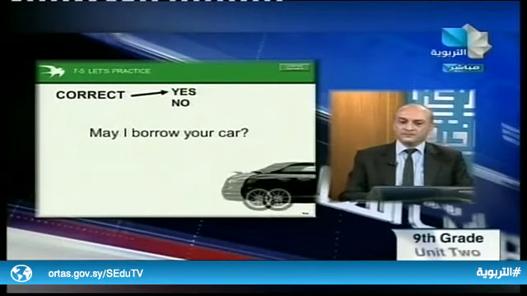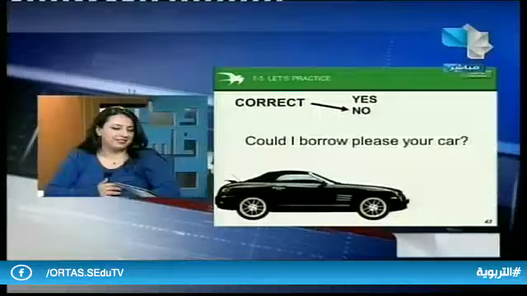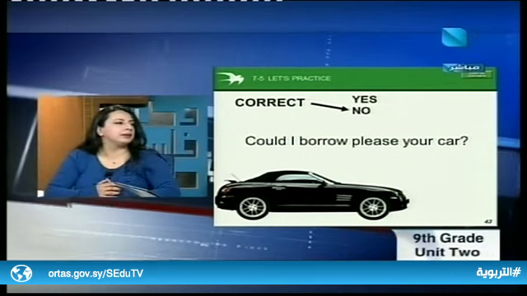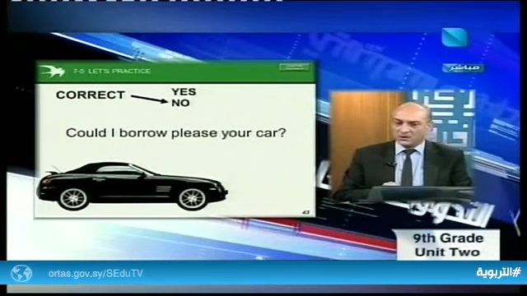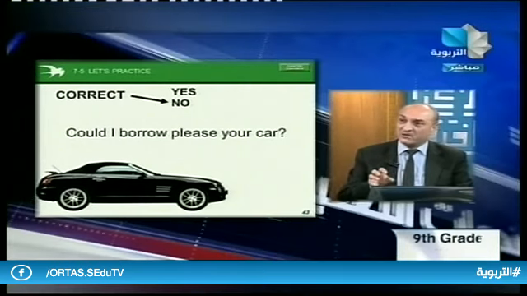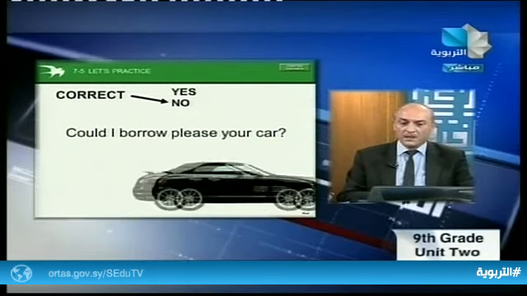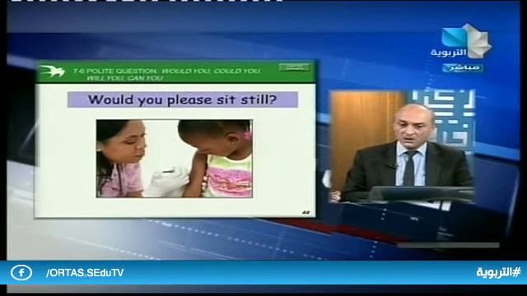Also, could I borrow, please, your car? Is it correct? No, please is not placed in the right place. Could I borrow please is wrong. We should say could I please borrow your car, because please must be used before the main verb, or at the end. Okay, let's go on.